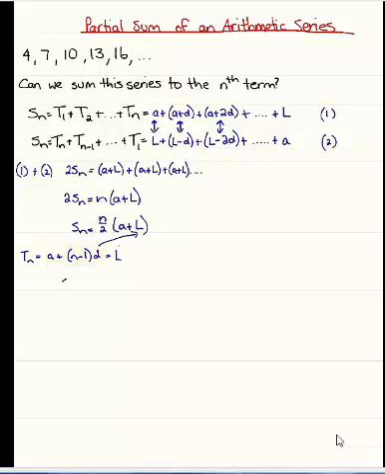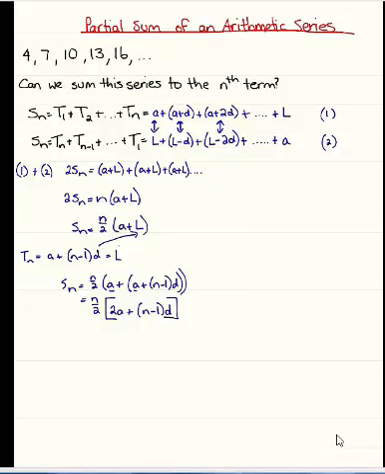So Sn is equal to n over 2 outside of a plus, and then it's a plus n minus 1 times d. A lot of brackets there. Now let's just tidy that up. Everything still has the n over 2 out the front, and then we've got a plus a. So now I have 2 a's plus, and then we've got the n minus 1 d left.